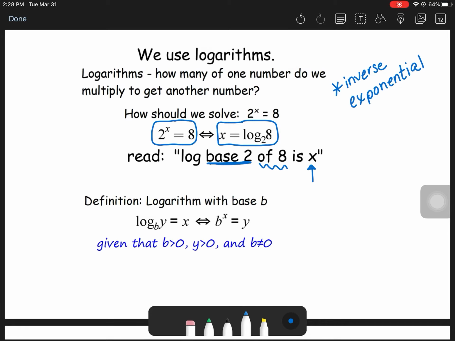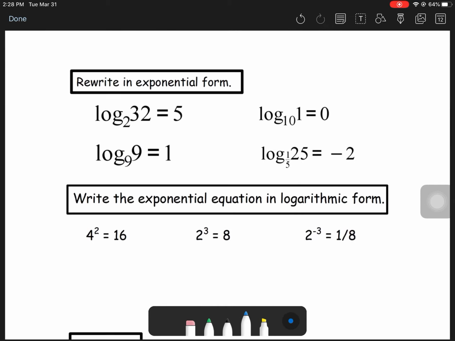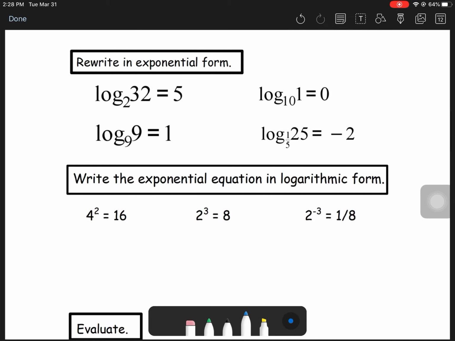So the first thing that we want to be able to do is rewrite logarithmic functions as exponential functions. So to do that, the base is the bottom number, the little tiny number at the bottom, so it'll be 2. The number after the equal sign is the exponent, 2 to the 5th, and the answer is 32 in this case. Next one, 10 to the 0 power equals 1.